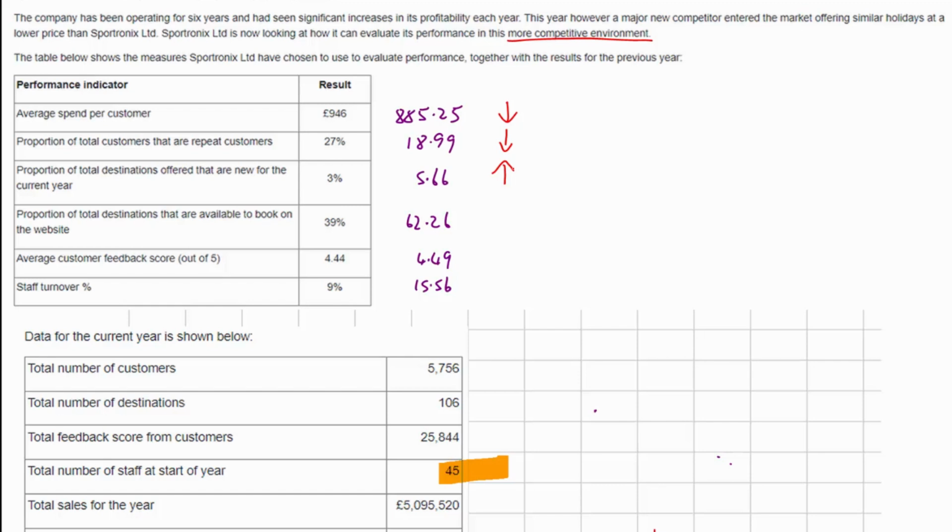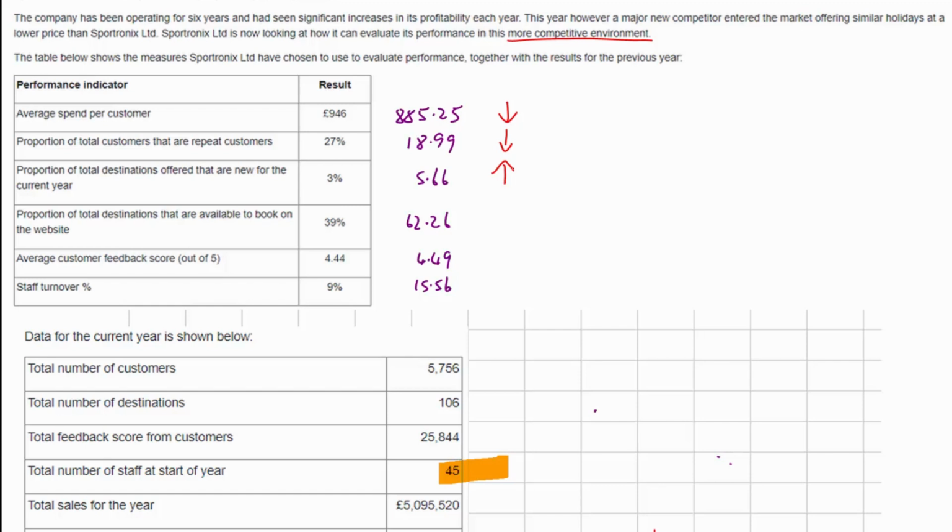Because if we're offering some new destinations, that's going to be more variety for our customers and they're more likely to stay with us. So that's a positive sign. We're giving our customers more choice. So that's a good thing, isn't it? But having said that, is it the case that customers want to go to new places all the time? Or is it that they find a nice place, they just want to go back there on holiday every year?